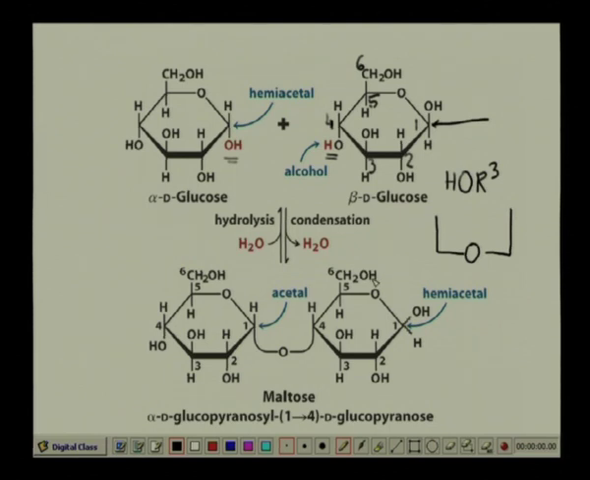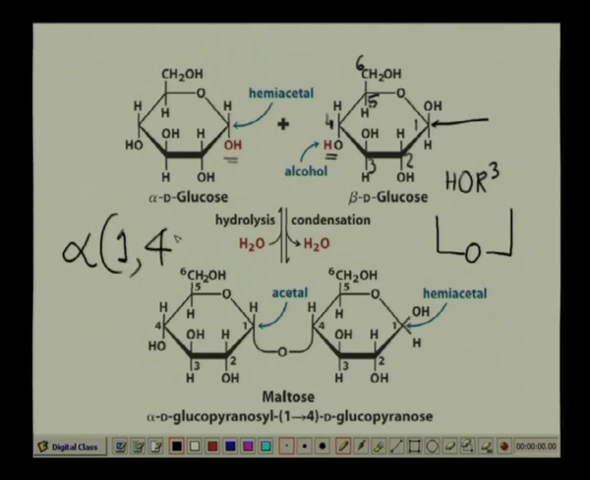The linkage to the sugar is by the oxygen. So, this is an O-glycosidic linkage. We are linking the alpha of carbon number 1 to the 4th carbon of the other one. It does not matter whether this is an alpha or a beta. The alpha comes from the first one that you are considering. This is alpha, carbon number 1. So, this linkage is an alpha 1,4 linkage.